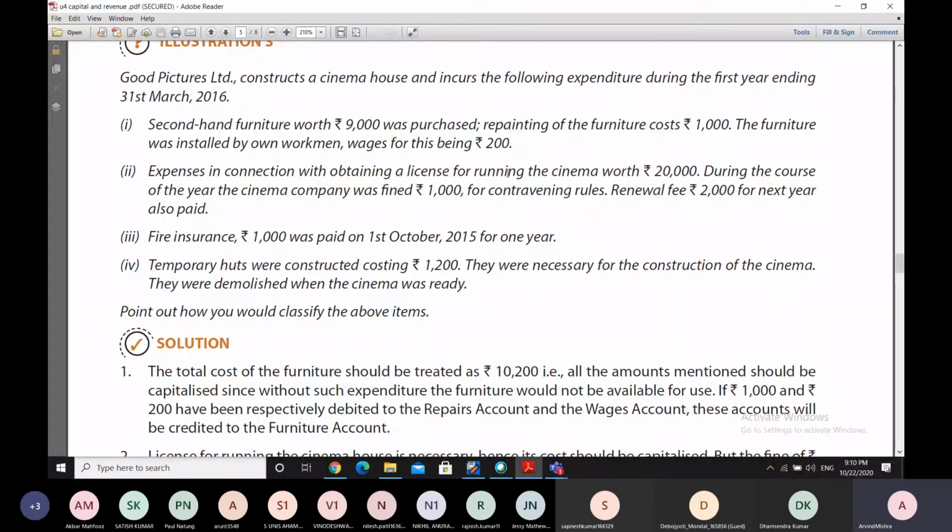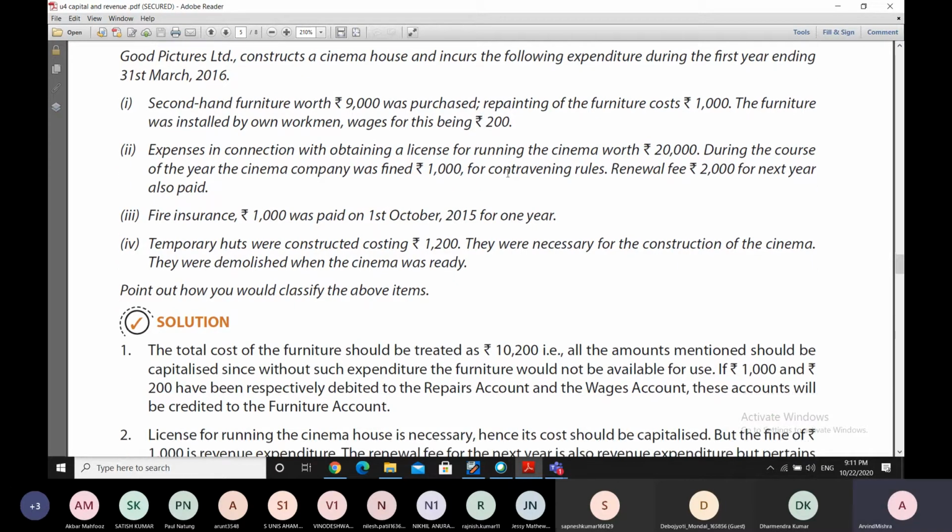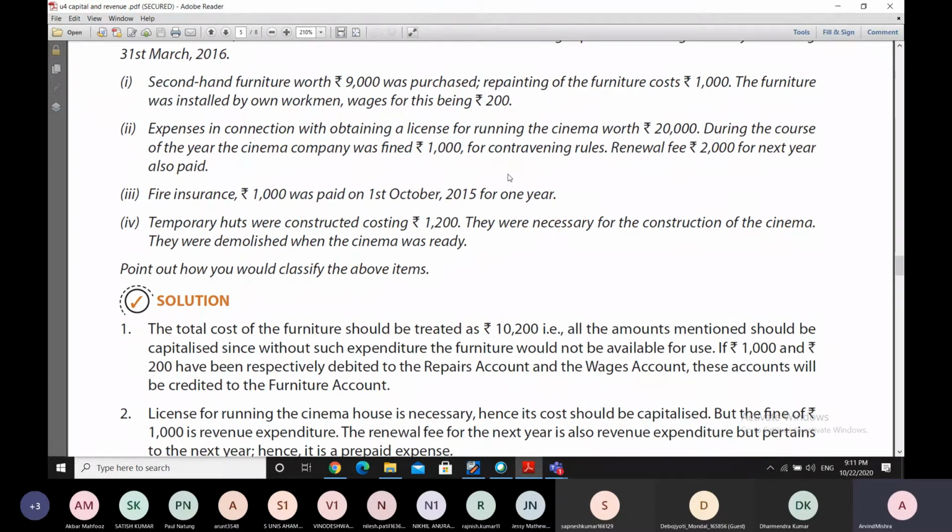Obviously, it's a capital expenditure because only with the help of this license the cinema business can be run, and therefore it is going to cause a long-term benefit to the business. During the course of the year, the cinema company was fined 1,000 rupees because it contravened certain rules, and a renewal fee of 2,000 for next year was also paid.